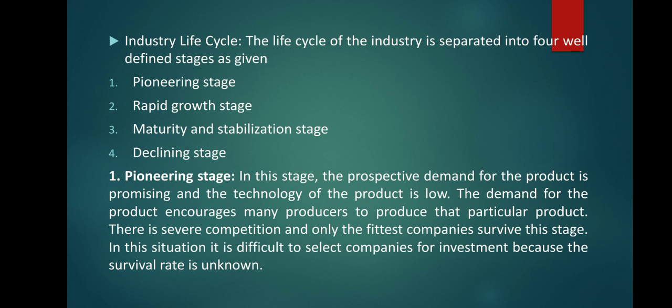Industry life cycle. The life cycle of the industry is separated into four well-defined stages as given. First one, pioneering stage. Second, rapid growth stage. Third one, maturity and stabilization stage. Fourth one is declining stage.